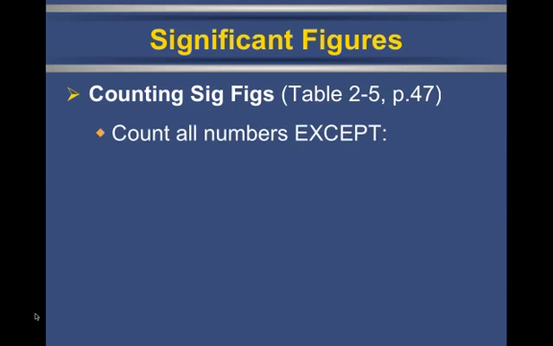In counting someone else's significant figures and counting significant figures on a measurement, we count all numbers except for two types. The first one is leading zeros. If zeros come at the beginning of a number, we never, ever count them as significant. We still have to have them because they're placeholders, they're just not significant to us.